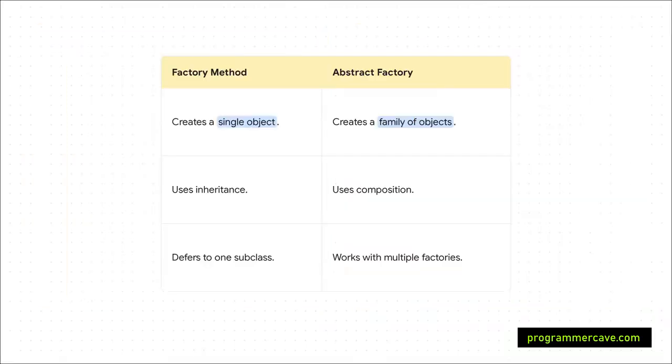Okay, this is a question that comes up all the time, so let's just clear it up right now. The easiest way to remember the difference is to think about scope. You use the factory method when you need to create one single product from a list of options. You use the abstract factory when you need to create a whole family of related products that have to work together. It really boils down to a single object versus an entire product line.